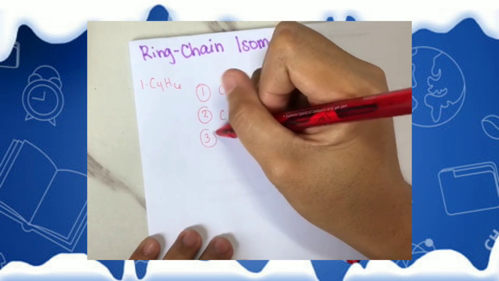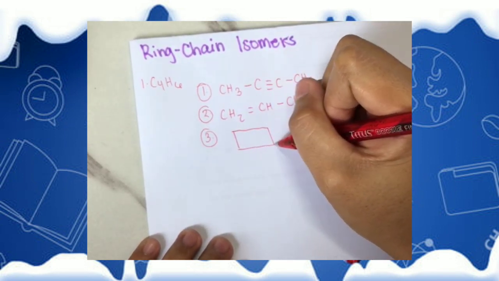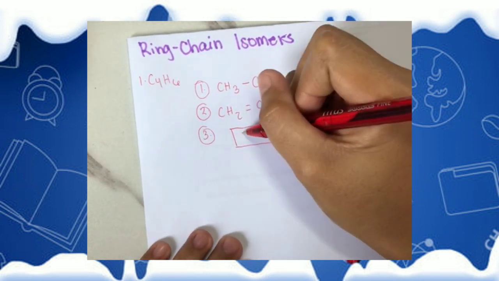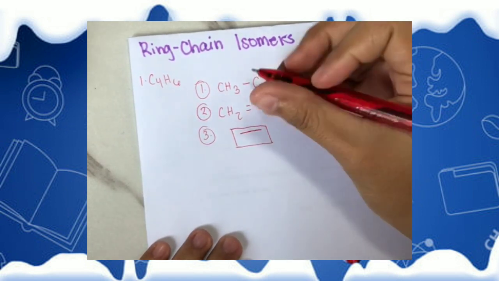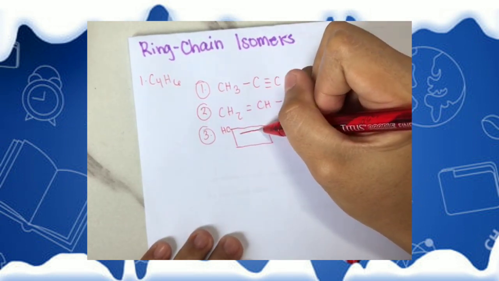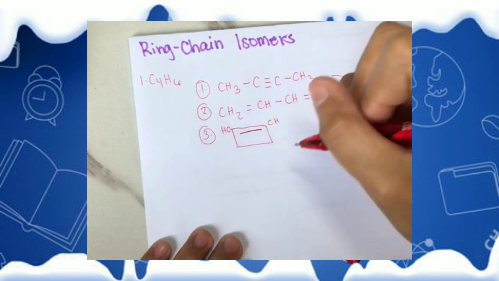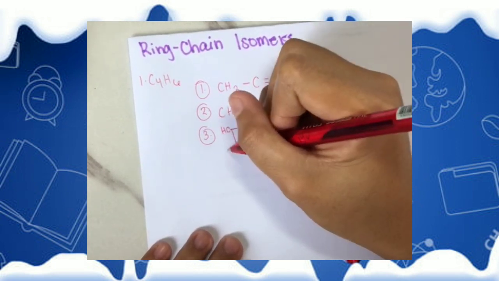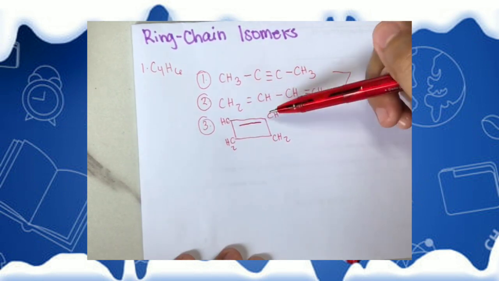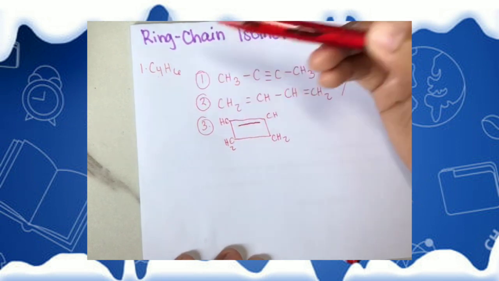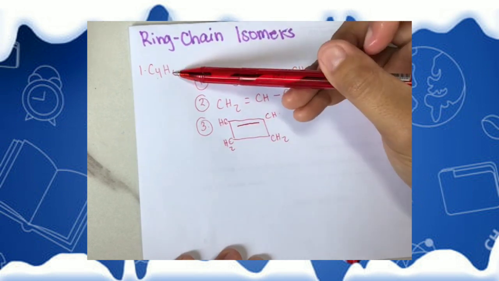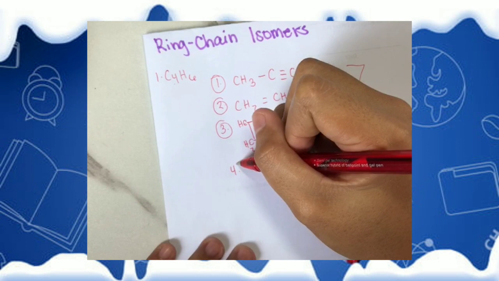Structure number 3 is cyclobutene. So how can we construct it? Here the CH, this is the double bond, CH, CH2, and CH2. So how many C and H? 1, 2, 3, 4, so C4. H: 1, 2, 3, 4, 5, 6. So H6. Now let's construct structure 4.